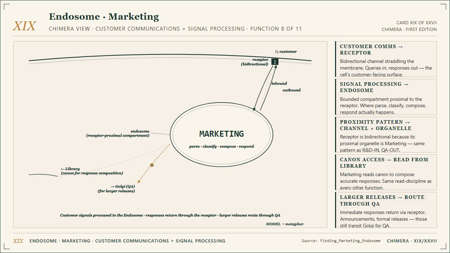At the bottom, a secondary path, a vesicle exits the endosome heading toward the Golgi, QA. That's the release path for larger marketing outputs, announcements, formal communications, anything substantial enough to need QA's vetting. Immediate customer responses return through the receptor. Larger releases route through QA. Two paths, two scales. A cell organizes specialized information processing in compartments. Marketing's compartment is small but distinct. Receptor at the surface, endosome beside it. Full read access to canon, two outbound paths, sized to the message.